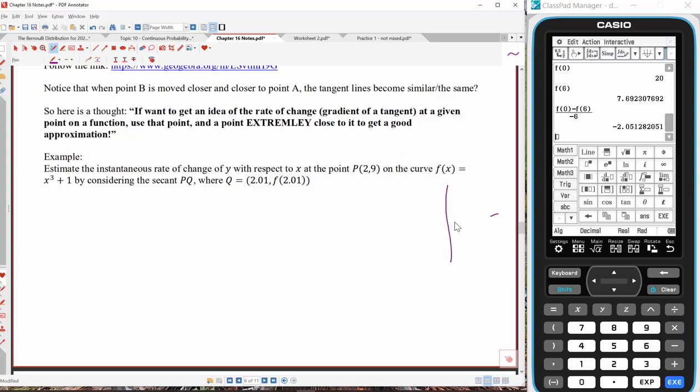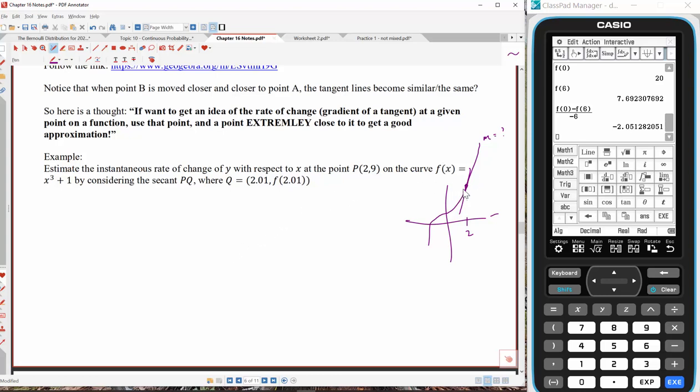So what we want to know is, x cubed plus 1 is this graph here. We want to know the instantaneous rate of change at (2, 9). So what would happen is that a tangent would run along here, and that tangent's going to have a gradient, m equals. The gradient of that tangent will be the instantaneous rate of change of the function at that point in time. It'll tell us exactly what's going on.